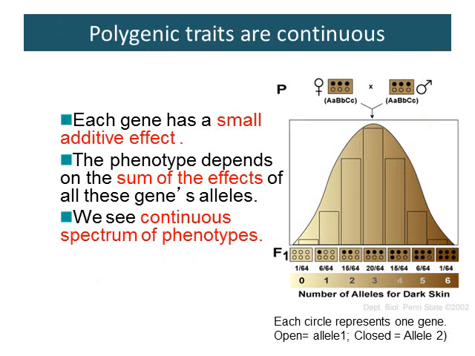Each gene has a small additive effect. So if you have these 6 genes that all are dark in tone, you will have a very dark toned skin. If you have these 6 genes that are very light in tone, then you will have a very light skin. And there's a lot of in-betweens. And again, obviously, this is affected by the environment.